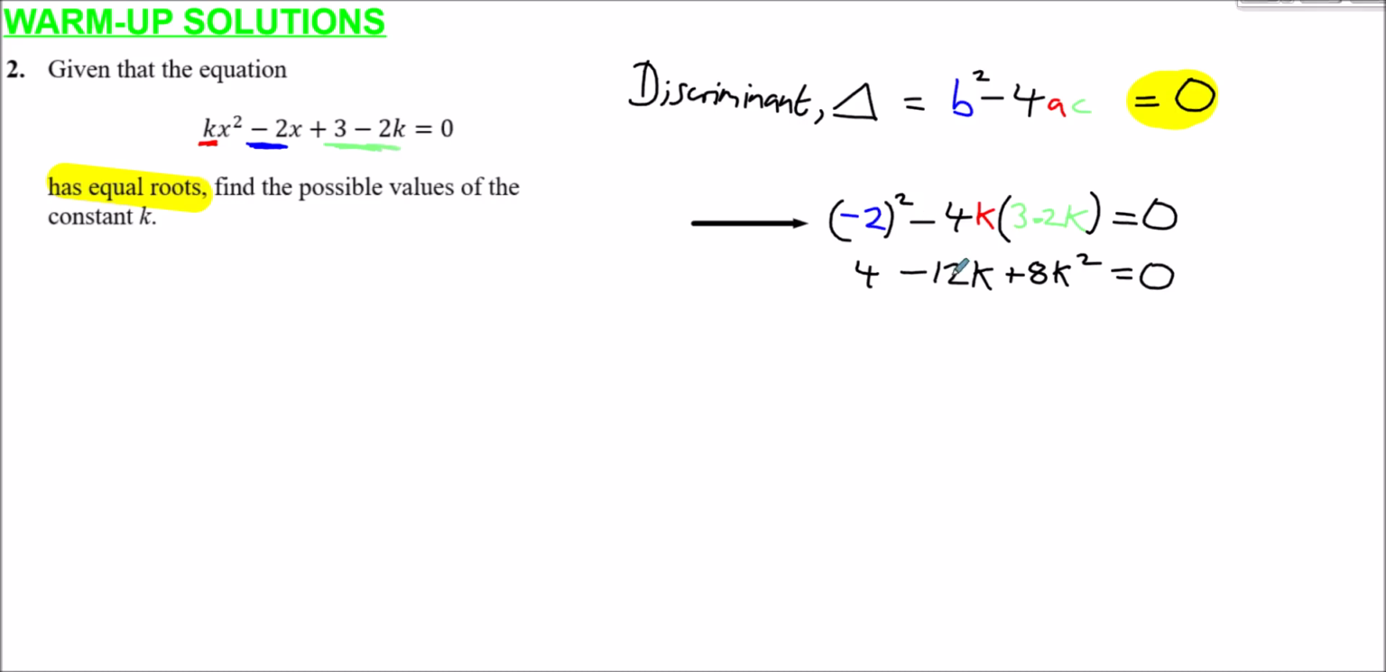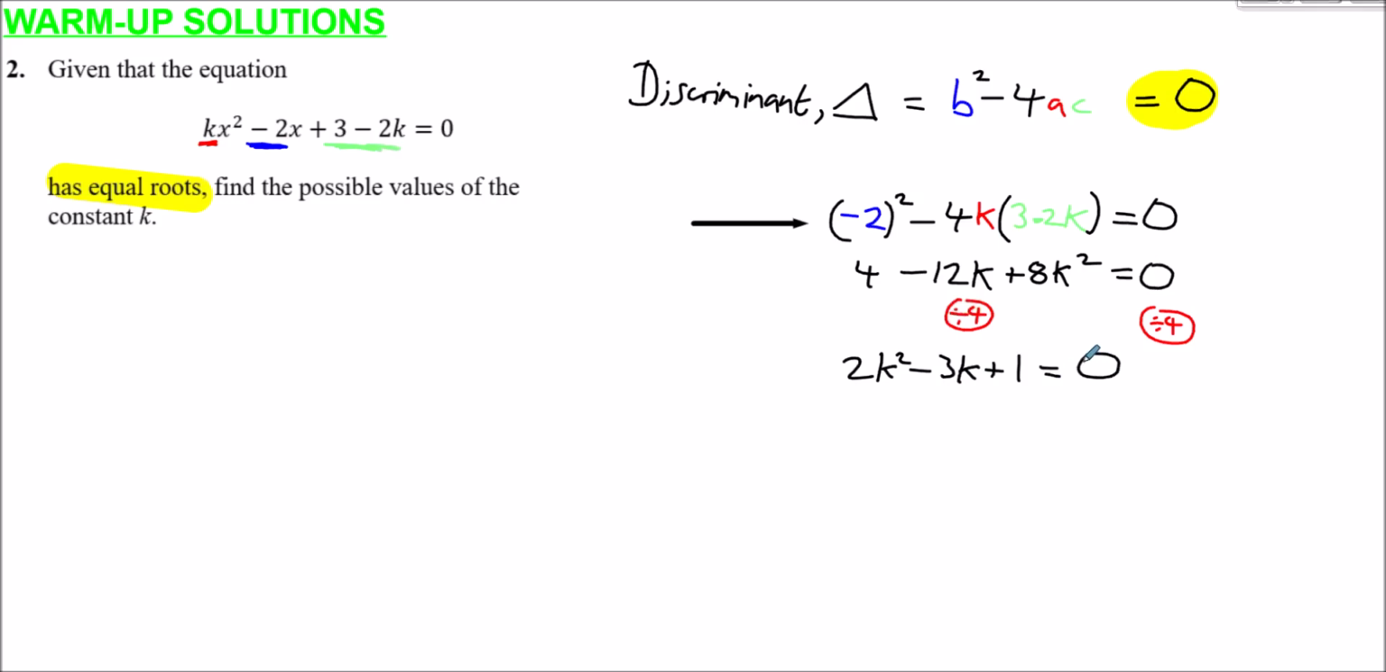Now if you notice, you could actually do this on the calculator and just solve using the calculator function. I'm going to do it old school because it looks quite nice and solvable. What's brought my attention here is that all these terms are divisible by 4. So we can divide both sides of this equation by 4. That'll then give us 2k squared minus 3k plus 1 equals 0.